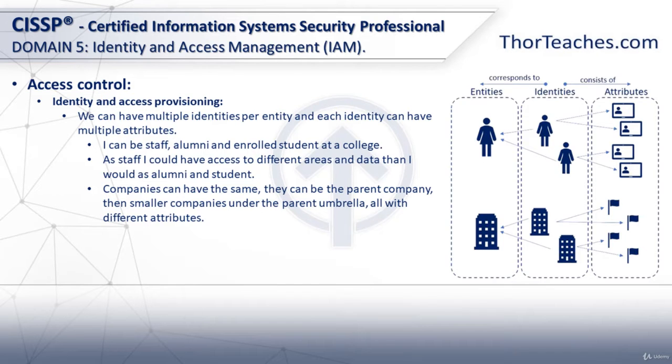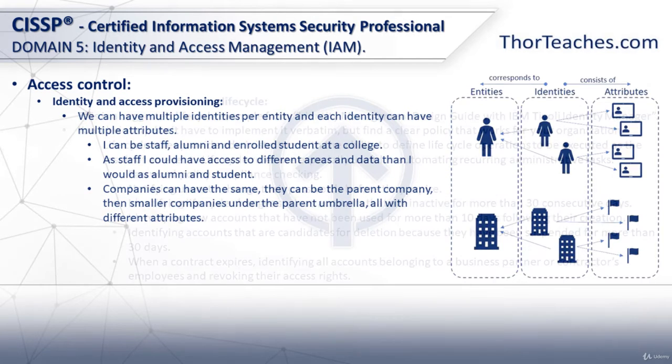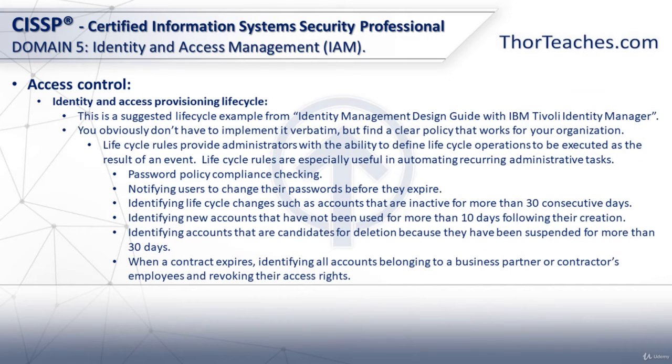And it's really the same for companies. It could be a parent company, like Alphabet, that then under its umbrella has other companies that then have different attributes. So logically think it through a few times in your head, and remember, identities correspond to an entity, and identities consist of attributes. And we would also have an identity and access provisioning lifecycle.